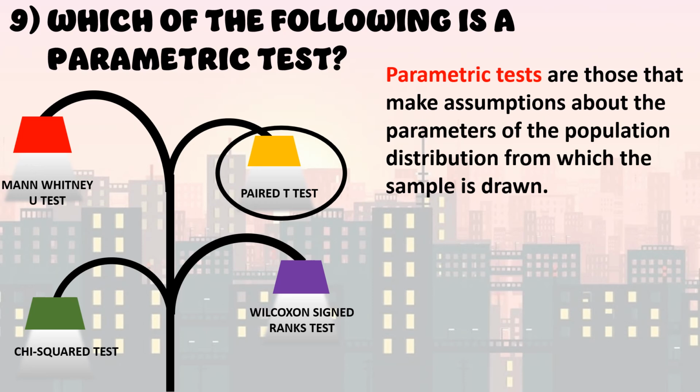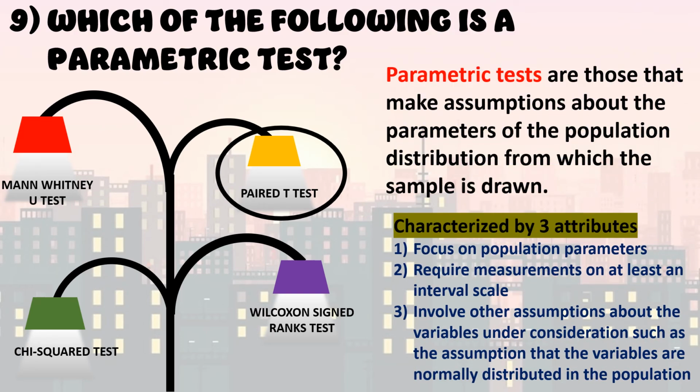So we have got three characteristic attributes of a parametric test. First, it focuses on the population parameters. Secondly, parametric tests require measurements on at least an interval scale. And third, it involves other assumptions about the variable under consideration, such as the assumption that the variables are normally distributed in the population. The rest of the tests, that is the Mann-Whitney U-test, chi-square test, Wilcoxon signed rank test, all these are examples of non-parametric tests.